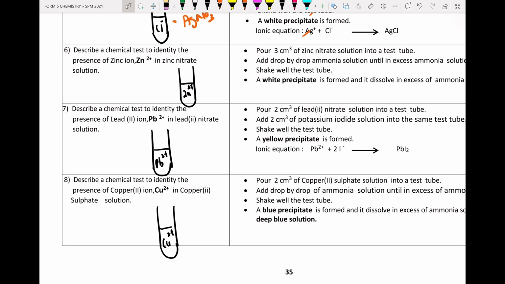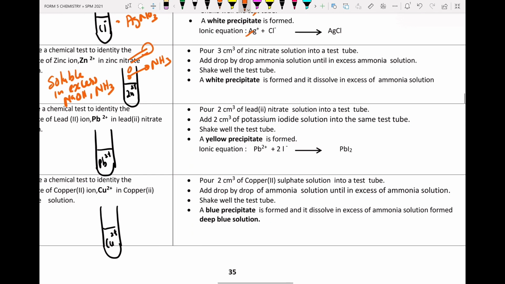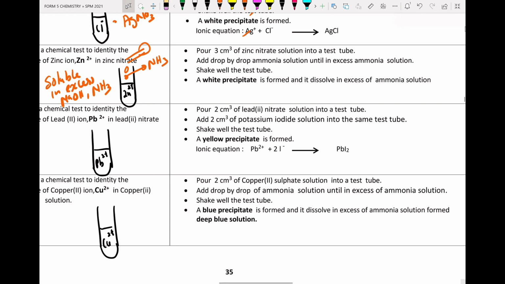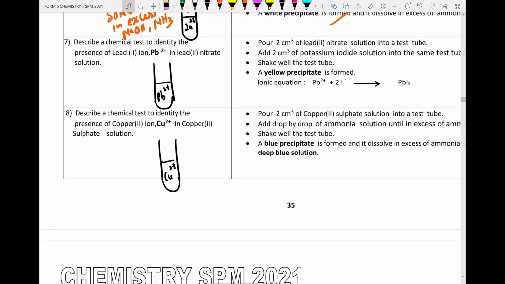Next one, zinc ion. Zinc hydroxide is soluble in excess of sodium hydroxide and also ammonia. So we take only one, add drop by drop ammonia solution until excess. A white precipitate that dissolves in excess of ammonia solution will form. Please go through.